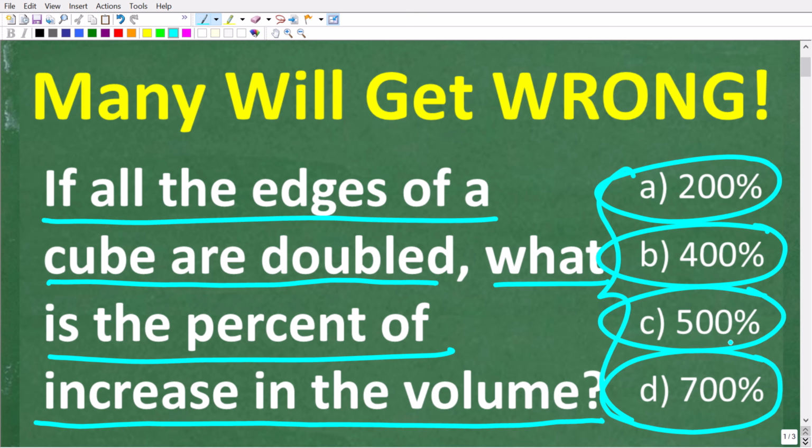There are different ways to approach this problem, but make sure to at least try it and put your answer, or just take a guess, into the comment section. But let's take a look at the full solution right now.